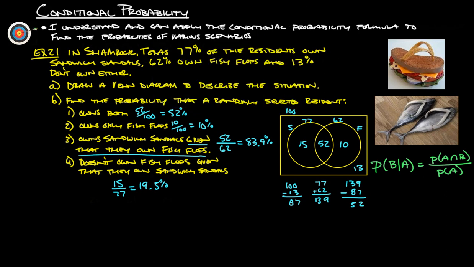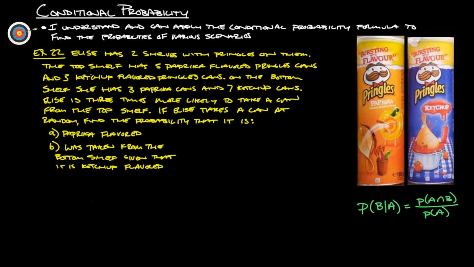All right. Let's look at our last example here. Example 22. Elise has two shelves with Pringles on them. The top shelf has 5 paprika-flavored Pringle cans and 3 ketchup-flavored Pringle cans. On the bottom shelf, she has 3 paprika cans and 7 ketchup cans. Elise is 3 times more likely to take a can from the top shelf. If Elise takes a can at random, find the probability that it is paprika flavored, or that it was taken from the bottom shelf, given that it's ketchup flavored.